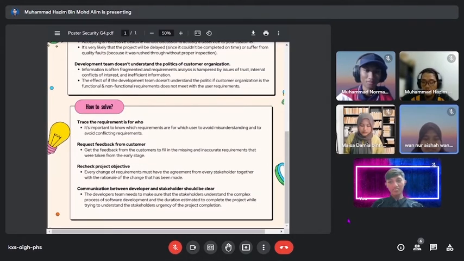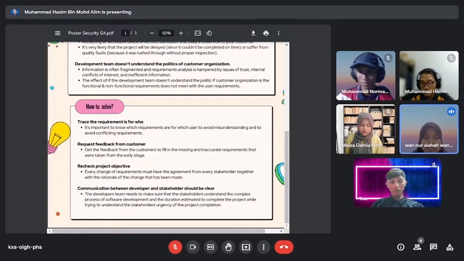Next is how to solve user requirement error. First is to trace who the requirement is for. Requirements are taken during requirement gathering, which may be conducted in different sessions with certain types of users. It is important to know which requirement is for which user, to avoid misunderstanding and conflicting requirements.